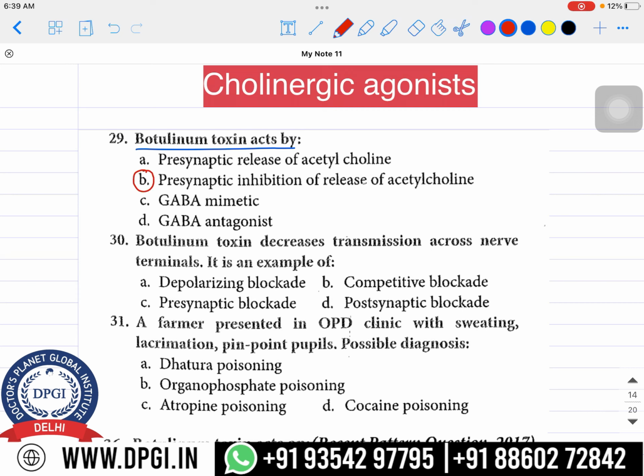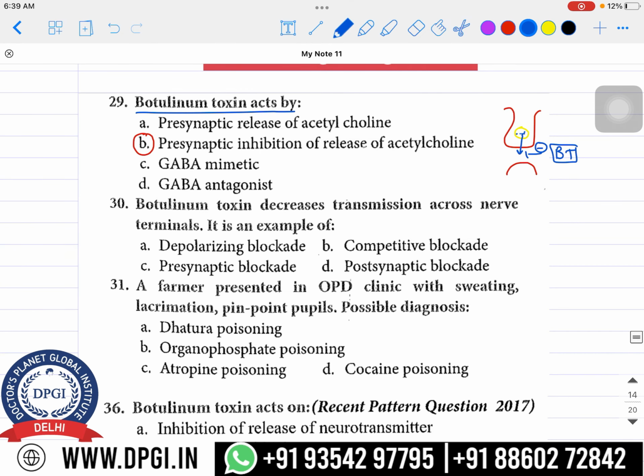Presynaptic inhibition of release of acetylcholine. If you talk about what I told you, here was the presynaptic neuron and here was the postsynaptic neuron. Here was the presynaptic vesicle over there, and what was happening? It was blocking the exocytosis, the calcium ions, right? So here it was blocking this thing. So it was the botulinum toxin over here, right? So the answer would be the presynaptic inhibition of the release of acetylcholine, right?